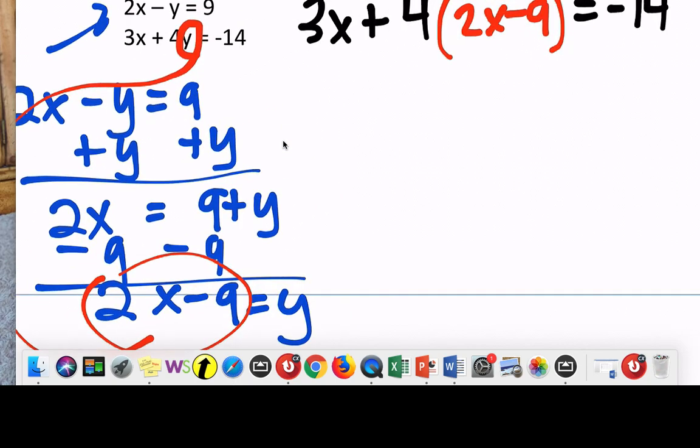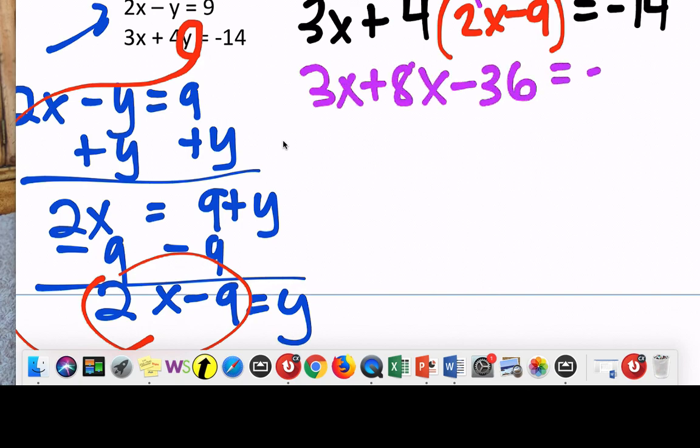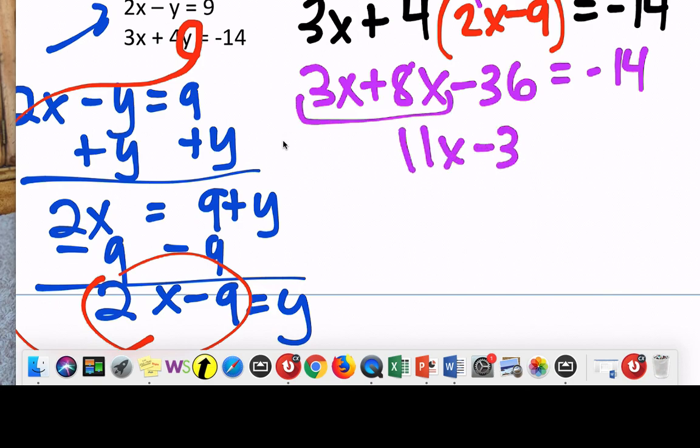Okay, so there's what it looks like. Now let's simplify the left-hand side. We're going to distribute and combine like terms. So distribute this guy. We get 3x plus 8x minus 36 equals negative 14. Combine like terms. 11x minus 36 equals negative 14.